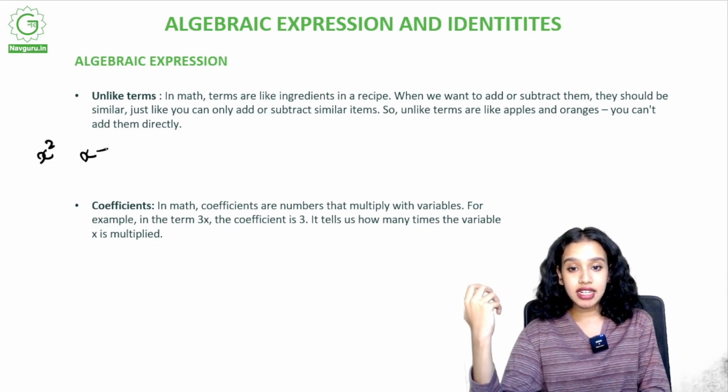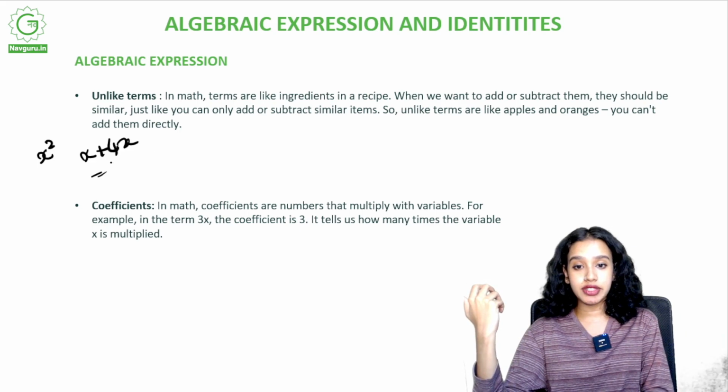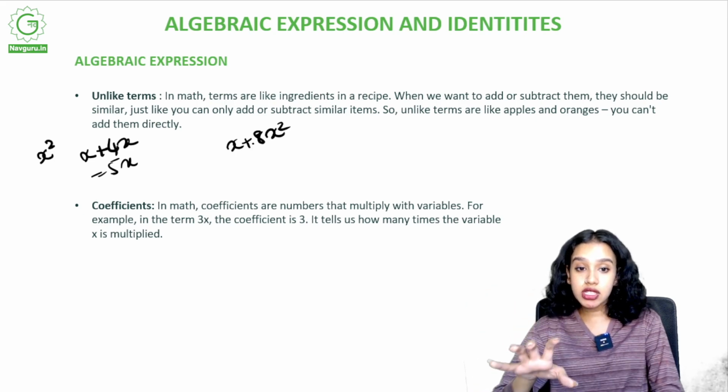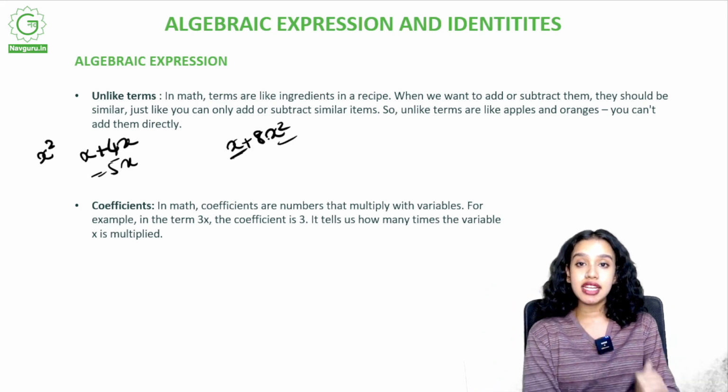If I have to add x with 4x, it's possible, we'll get 5x. But can I add x with 8x square? No, we cannot, because they have different powers of the variable. So these are unlike terms.